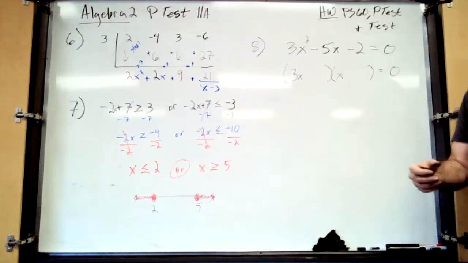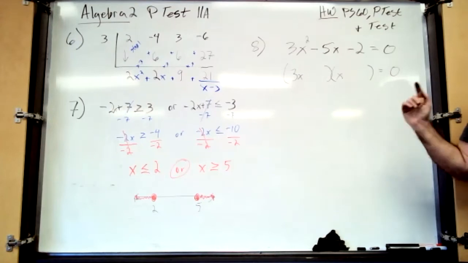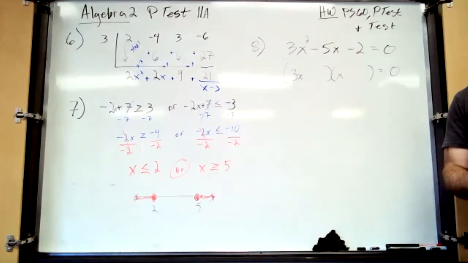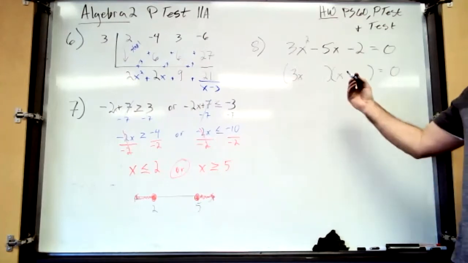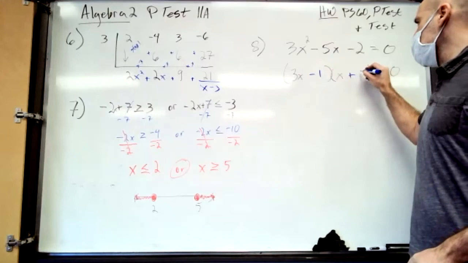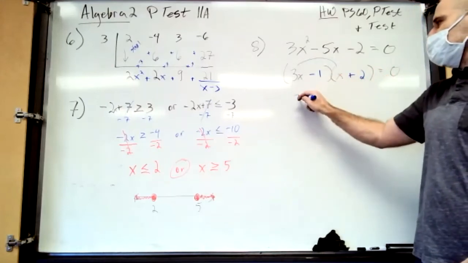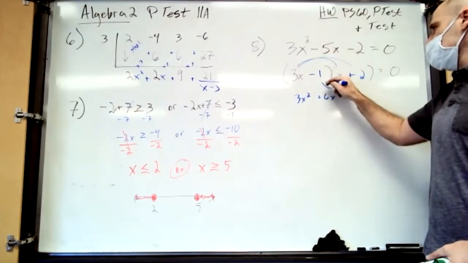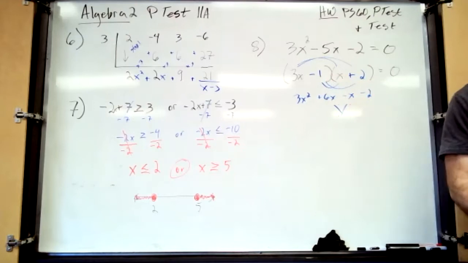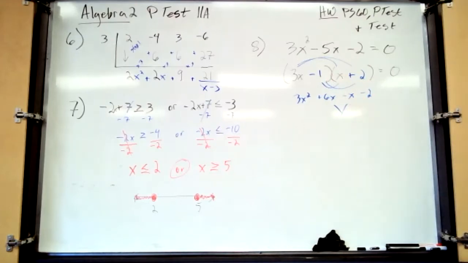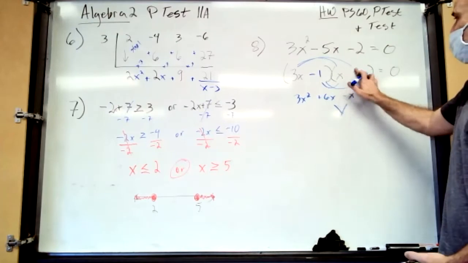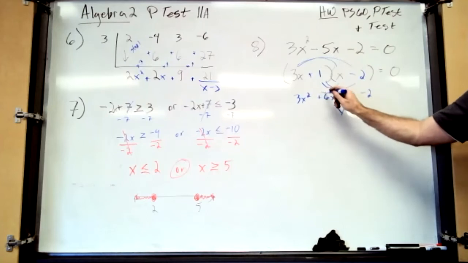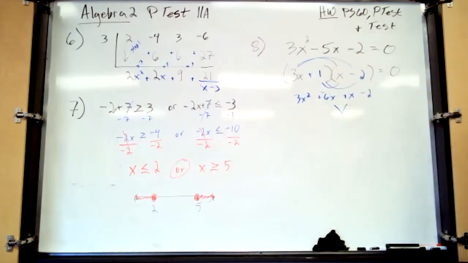So let's just try all the different combinations. What do you want to try first? -1, 2, 1, -2, 2, -1, or -2, 1? Which one do you want to try? -1, +2. So when I FOIL this out, I get 3x squared, I get 6x, -x, -2. That combines to +5x, which is close. So that just means I need to switch these signs. So now I'll get a -6x and a +x, which will come down to a -5x.